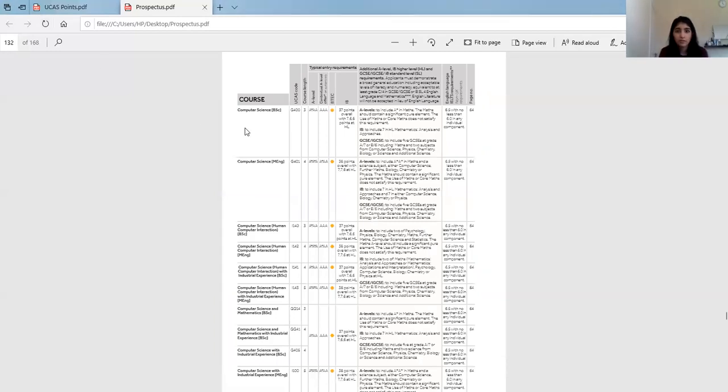So here, the entry requirements for computer science are A star AA, and if you go down more here to the right, again, it will have certain information. So for example, you will need an A star in maths if you wanted to study this subject at university. So that's basically all about how to use a prospectus.